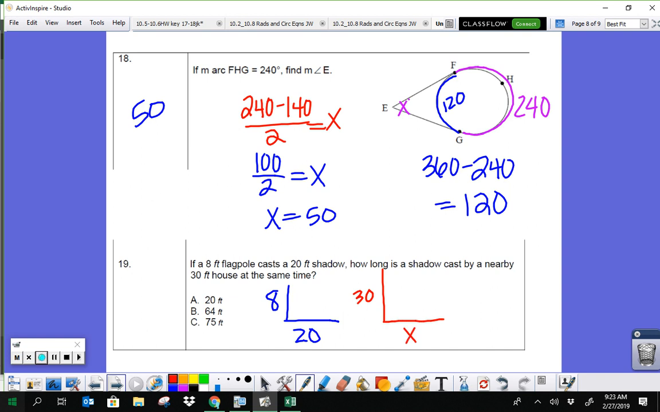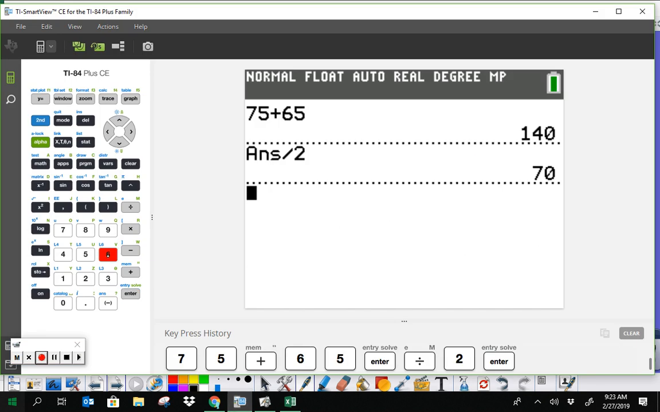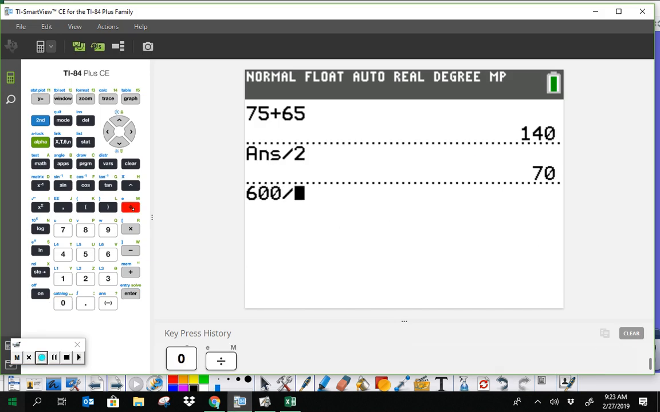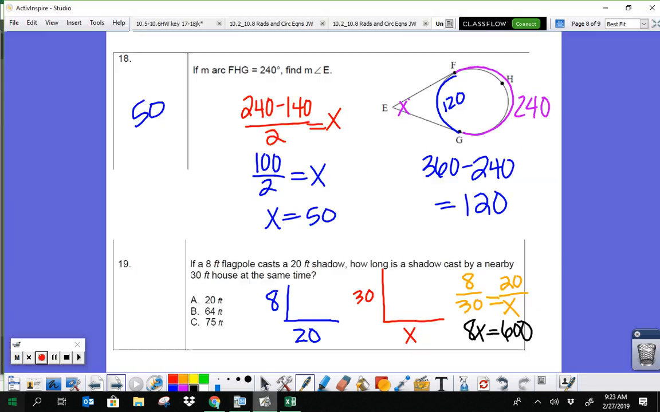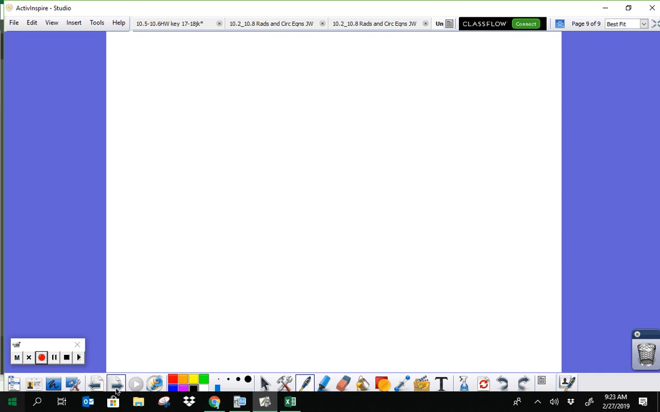Okay, so here we're going to set up a proportion. You can either do 8 over 30 equals 20 over x, or you can do 8 over 20 equals 30 over x. I usually keep the sides together. So I'm going to do 8 over 30 equals 20 over x. And to solve a proportion, we're going to cross multiply. So that's going to be 8x equals 600. And if I do 600 divided by 8, that gets me 75. And that is it.